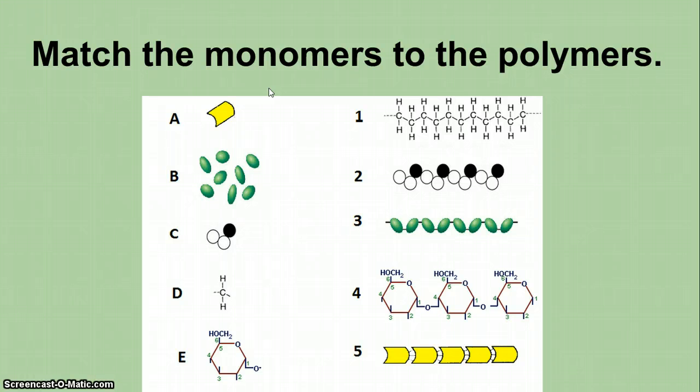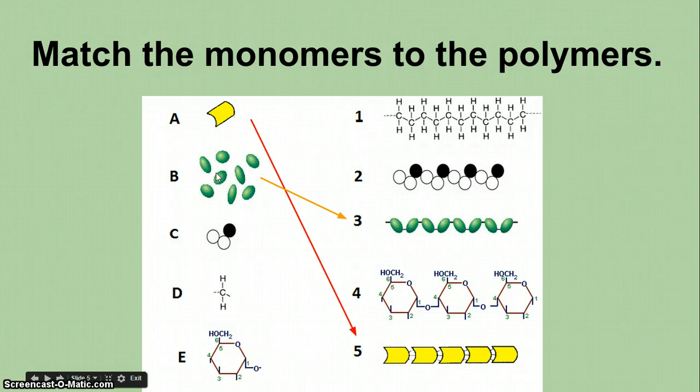All right, let's check what you got. Monomer A is this yellow, interesting shape. And if you said it matched with 5, you would totally be correct. Notice how A is one tiny piece in that repeating chain of 5. B has these nice green circles, and it matches with polymer 3. These green circles are linked together, creating a repeating pattern or a repeating chain.